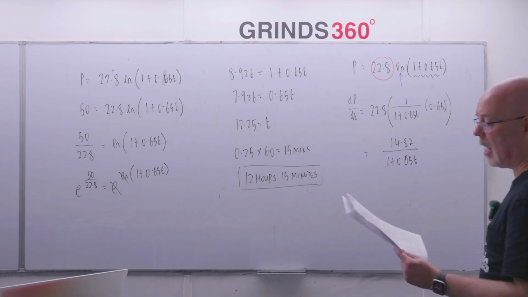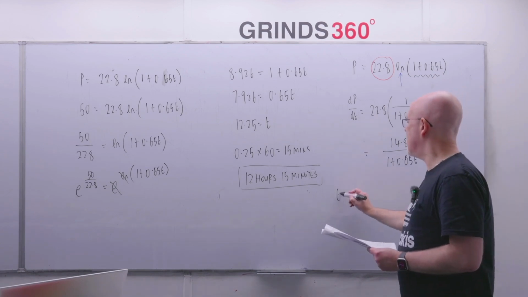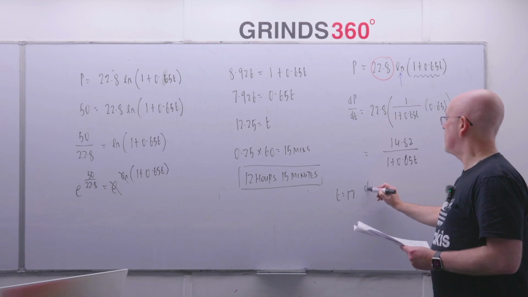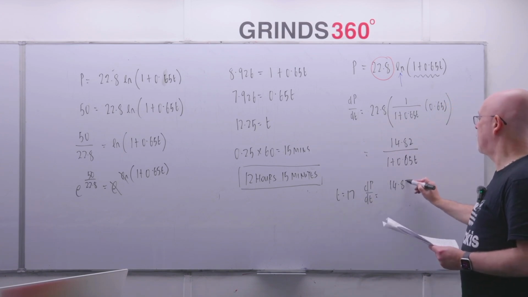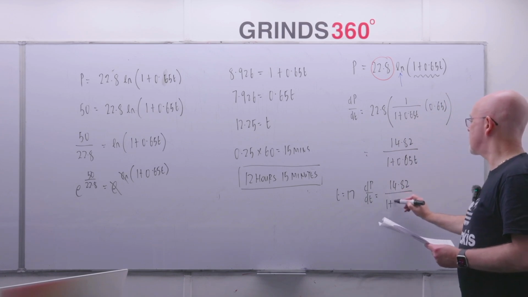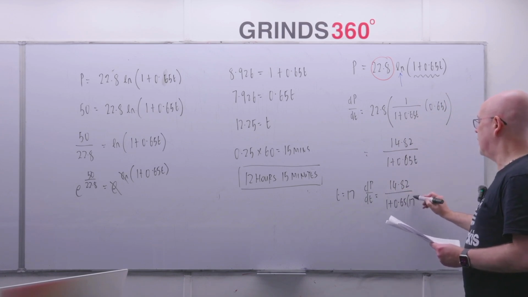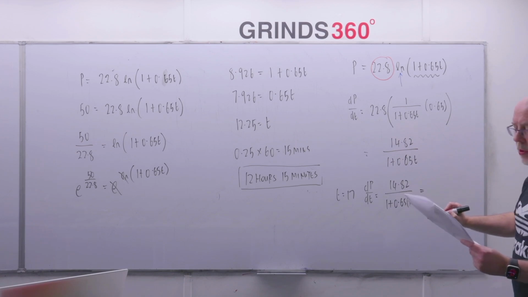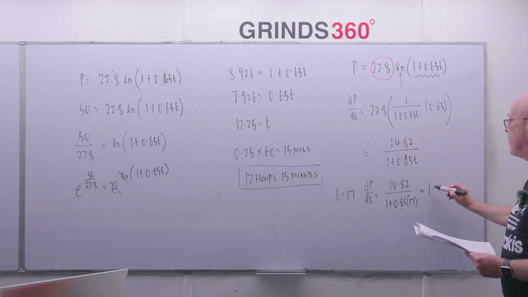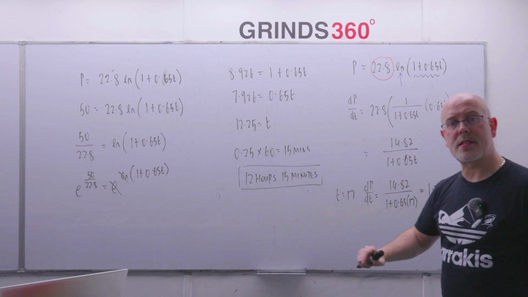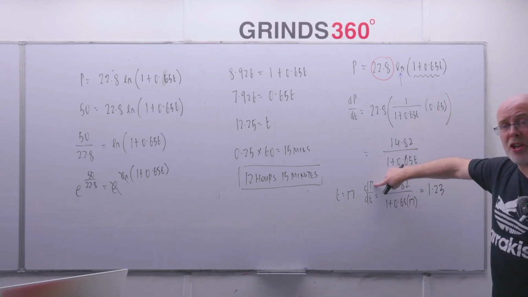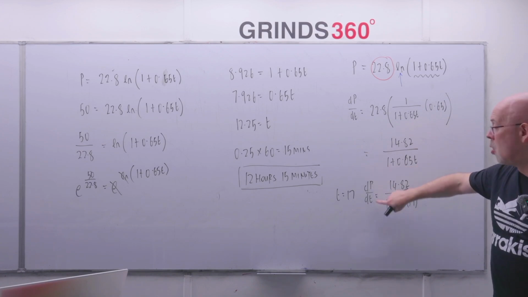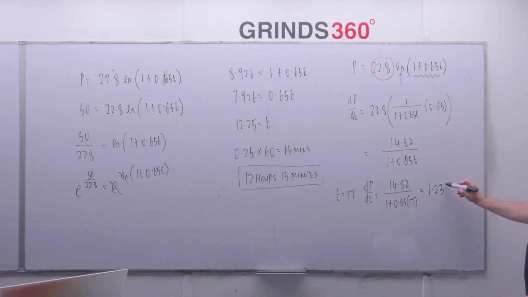Then I've got a value to sub in. It says after 17 hours, so I should put t equal to 17. So when t is 17, dP/dt is 14.82 over 1 plus 0.65 times 17. And that comes out, to 2 decimal places, at about 1.23. Now, units, it's those units per those units. What's P measured in? Percent. What's t measured in? Hours. So it's percent per hour.